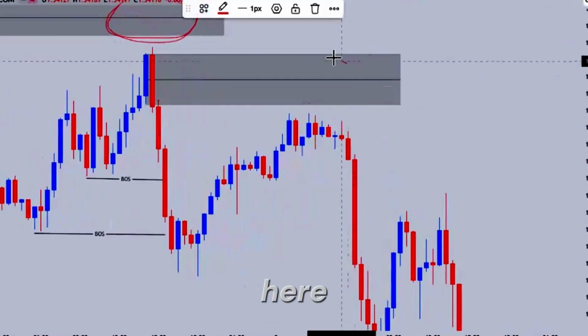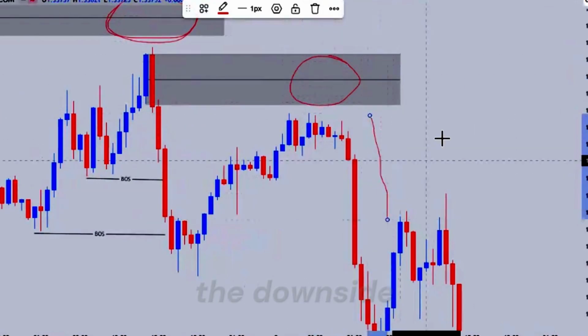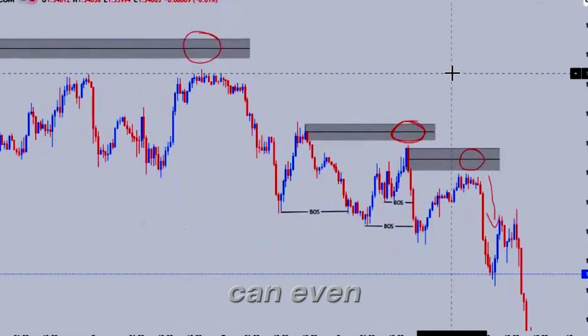But what happened right here? Price did not get into our gray area before the market started dropping to the downside crazily. These trade setups that you miss can even take your account from 0 to something really tangible. I'm not saying 200%, 300%, 400%, okay? I don't like to sugarcoat things. I like to tell them the real facts about trading.